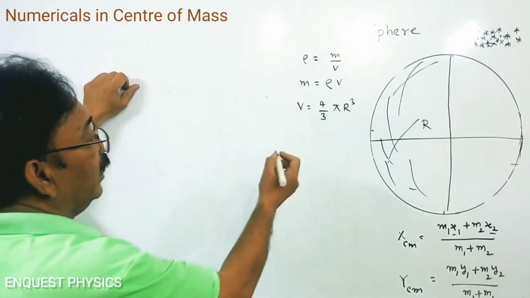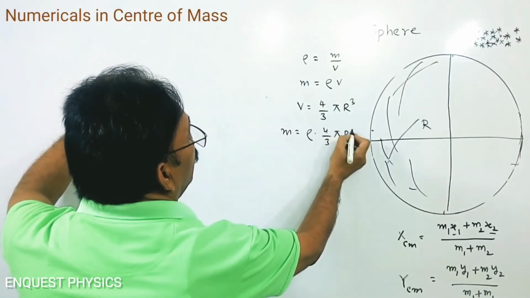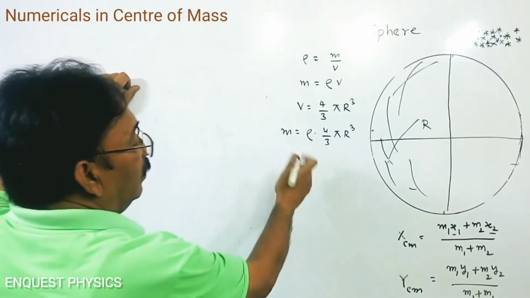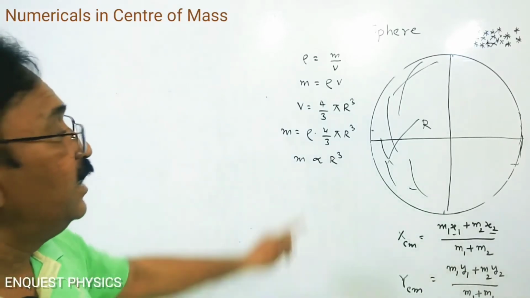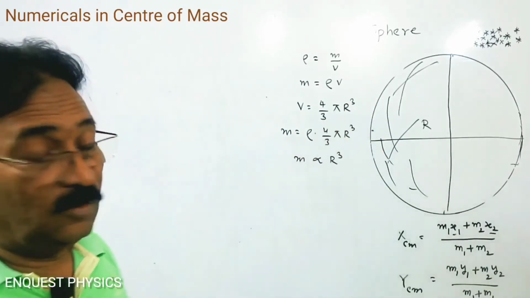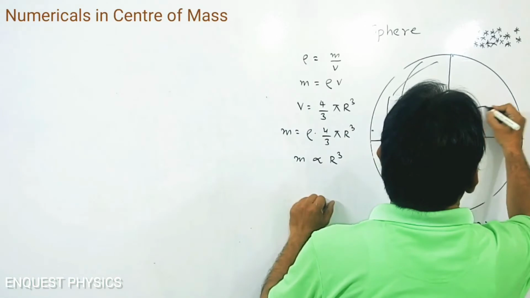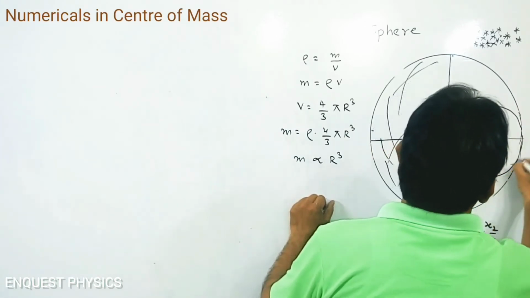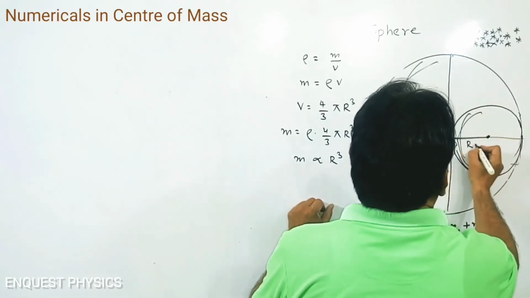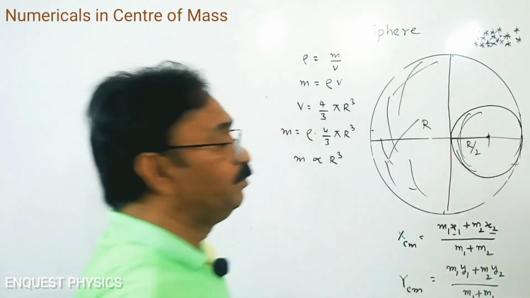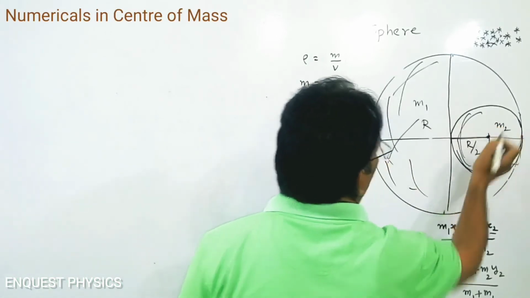Okay, students, here m can be written as rho into 4 by 3 pi r cube, and mass is proportional to r cube. This is the relation when we are given a sphere. The same story is happening. From this sphere, another sphere is removed from one of the edges. It has a radius equal to half of the radius of the sphere. Now it turns into the first mass and the negative mass.